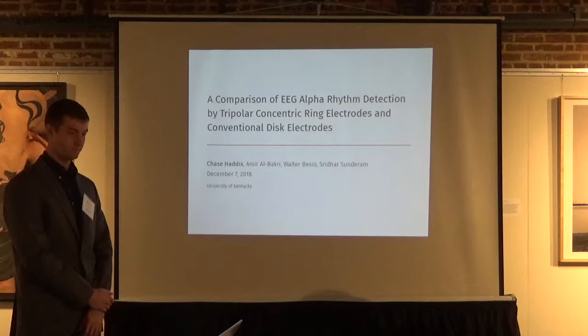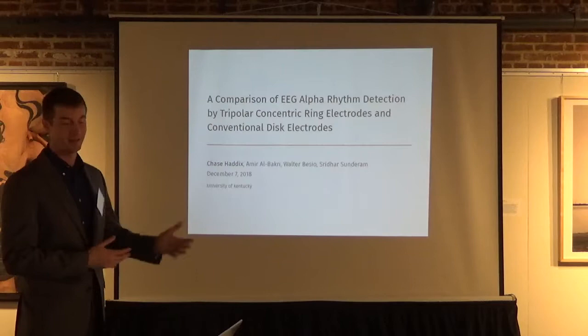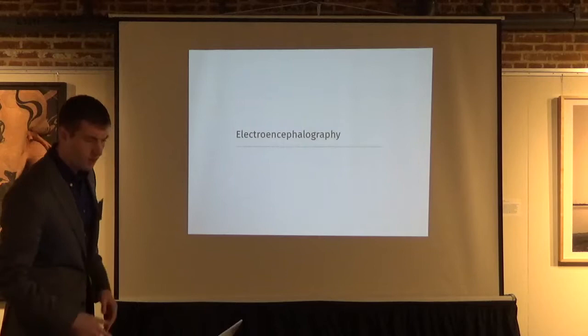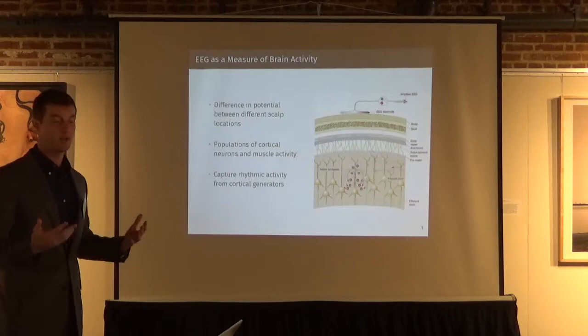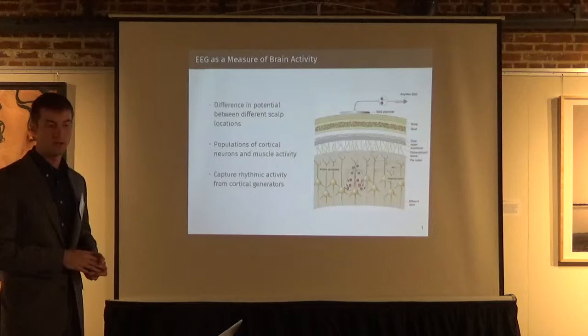So as he just mentioned, my talk is on comparing alpha rhythm detection between this novel tripolar concentric ring electrode and conventional disc electrodes that are used in EEG. I want to start with just a little bit of background on EEG. First off, it is a measure of brain activity. It's taking the difference in potential between usually a recording electrode and some reference, which is located on a different part of the scalp or nearby the head.